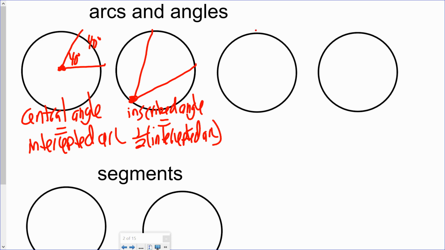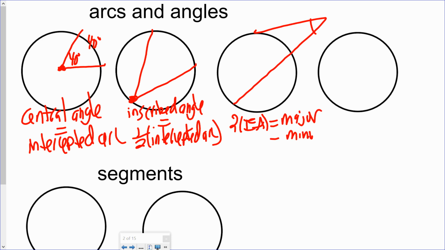If we have an exterior angle, there's a rule: 2EA equals major minus minor. And if we have an interior angle, that's 2VA equals arc plus arc. So EA is minus, VA is plus.